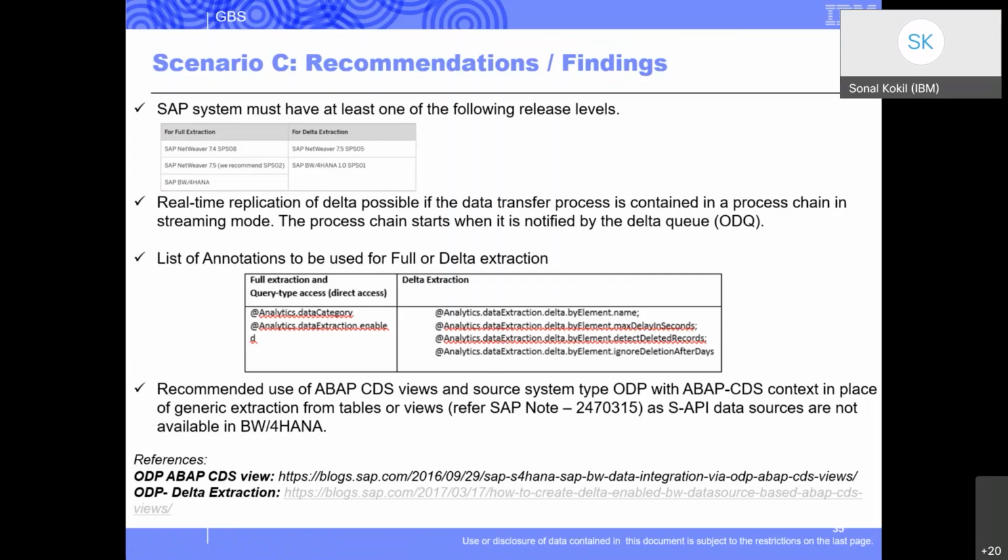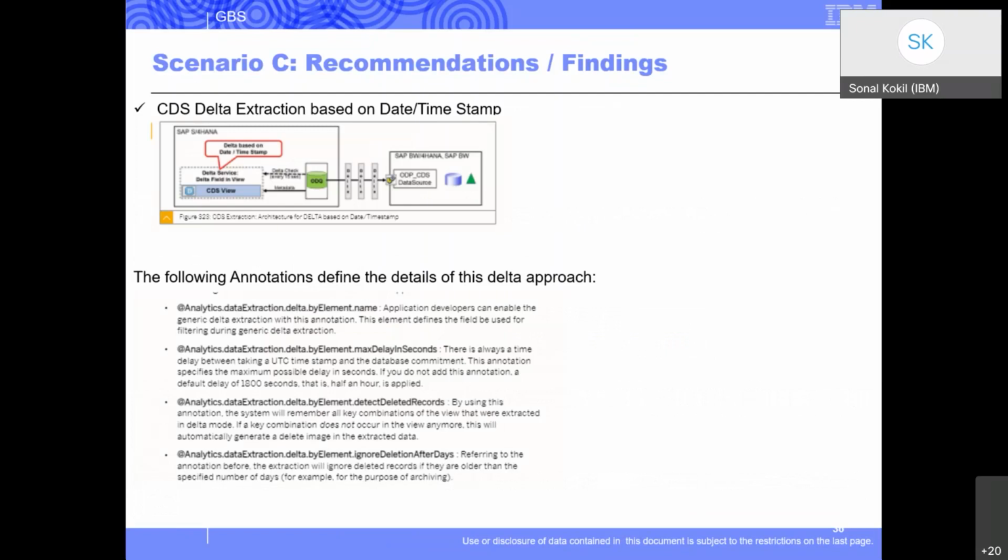And if you want real-time replication, in process chains there is a streaming mode option also available. So near real-time is also possible now with CDS and BW. In this, again, the annotations are explained in detail. So that is what I told you: on what element you want to define it, how much delay is possible, and whether you want to detect the deleted record.